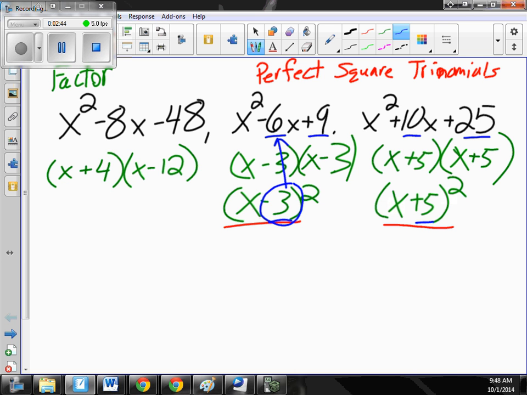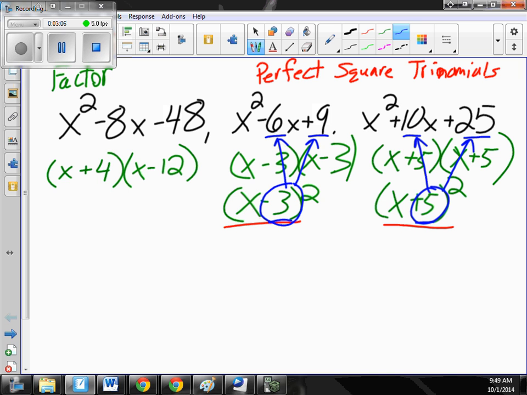Times by 2. How do you go from here to here? Not times by 3, times by itself. Negative 3. Square it. How do you go from here to here? Times by 2, and from here to here? Square it. And that will always be the case.